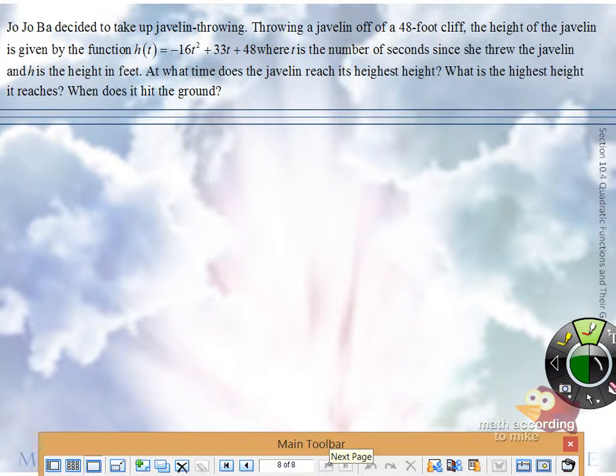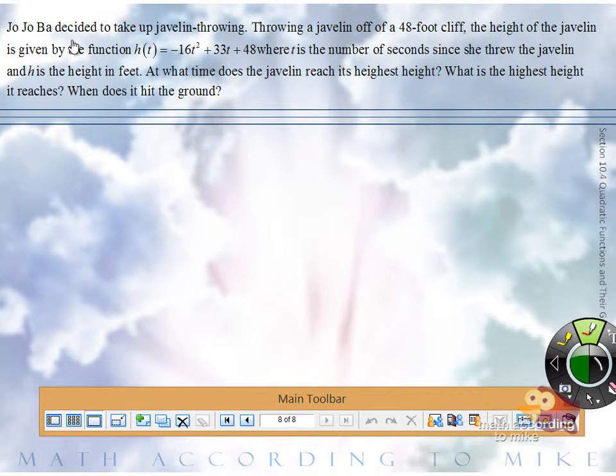Jojoba decides to take up javelin throwing. So she's throwing a javelin off a cliff. It's given by that function. Look at that function. It's a quadratic. That should make sense because when you toss something in the air, then due to gravity, after a while, it comes back down. So it follows that nice arch.